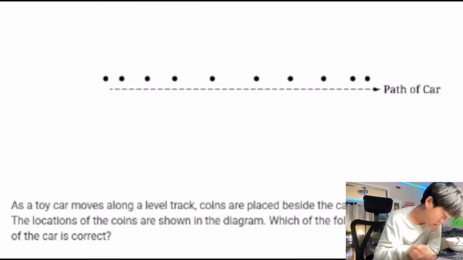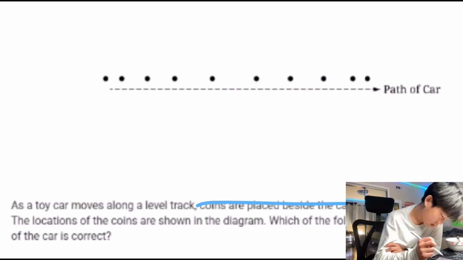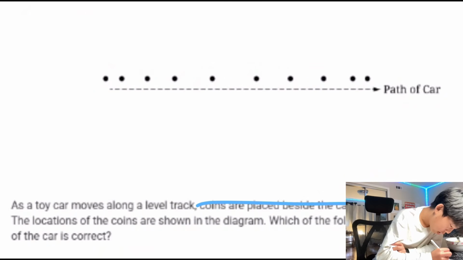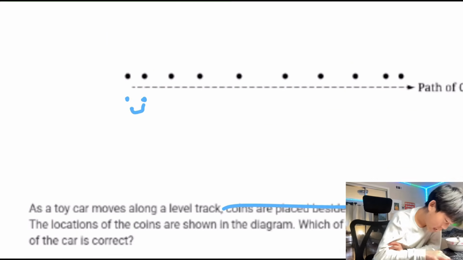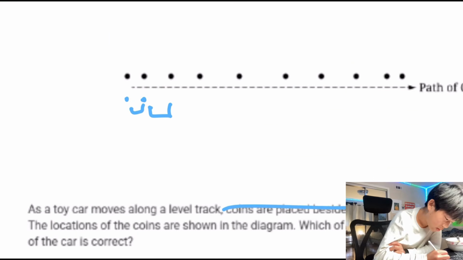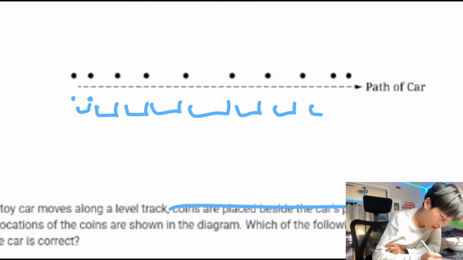Okay, so as we can see, it's basically talking about a car. I don't care about these coins. So basically what it's talking about is the car is initially at rest. Then it goes this much distance every second. And then now it starts moving this much distance in 1 second, and this much, and then this much. So it accelerates, and then it starts decelerating.